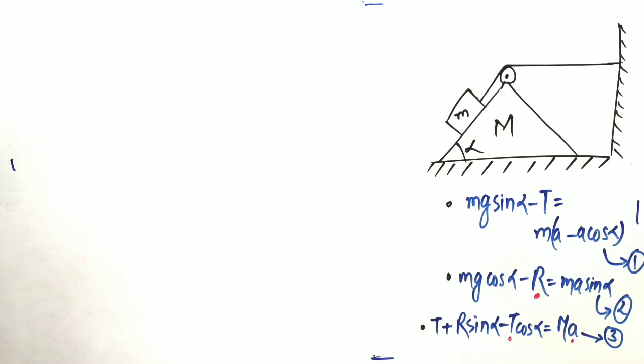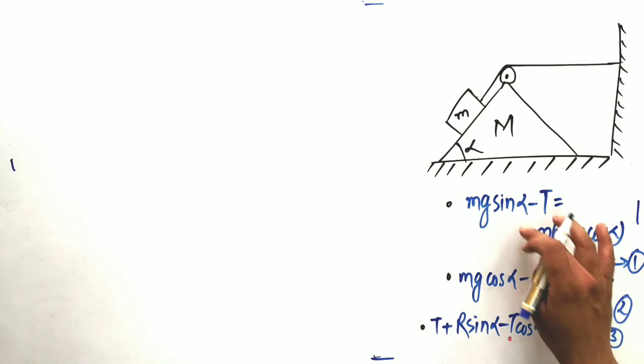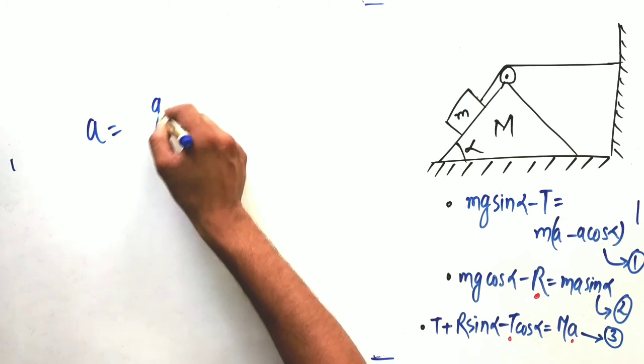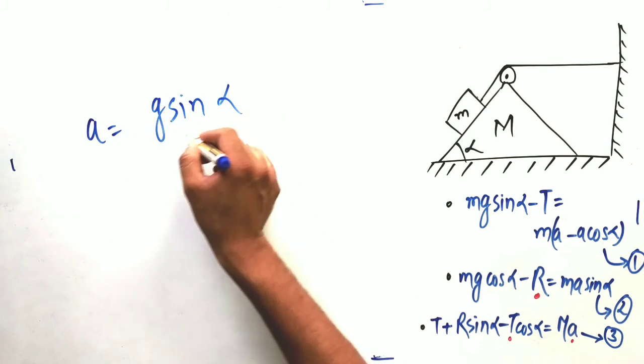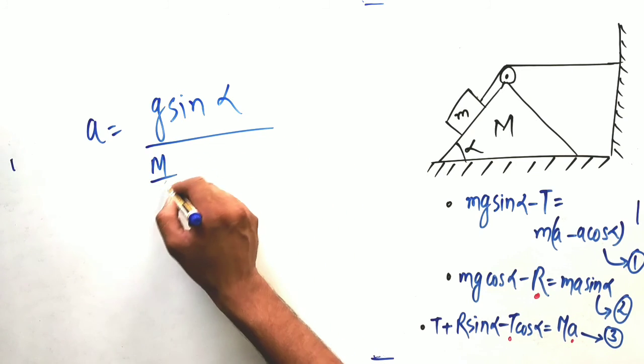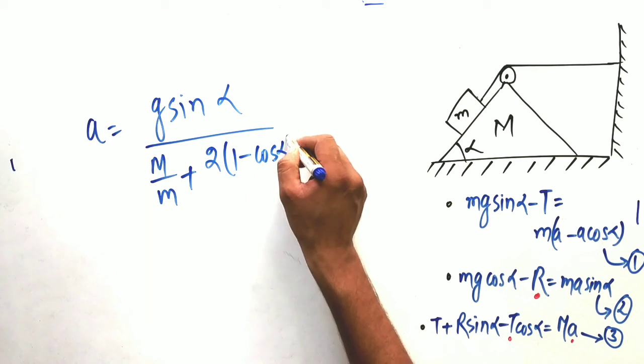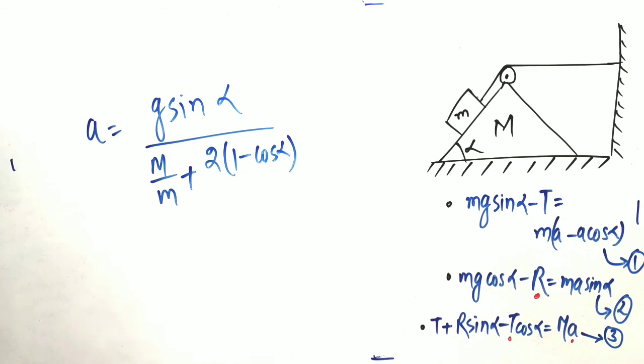In case you have any issue arriving at the value, you can tell me, but I can give you a hint that you can eliminate T and R from these equations, and you'll arrive at acceleration equal to g sin alpha divided by M plus 2 into 1 minus cos alpha. Okay, this was the acceleration required, and that's it.